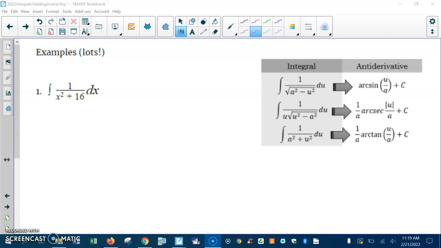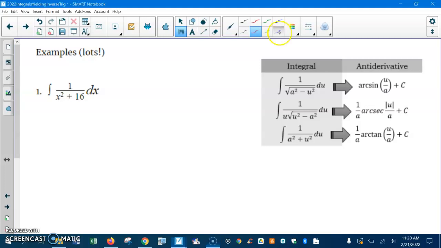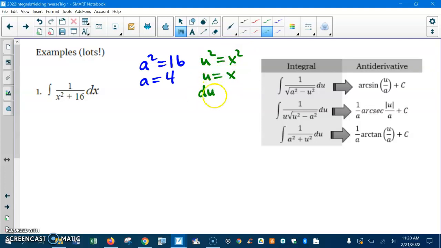Can a constant be pulled out in front? Can we split this up into partial sums, etc.? And what we're noticing is that this integral has 2 perfect squares. One is a constant and one is a variable. So the constant is 16. So a squared equals 16, which means a, the constant, is 4. And our variable is u squared, which equals x squared, which tells us that u by itself is x, and the derivative of u is just dx.